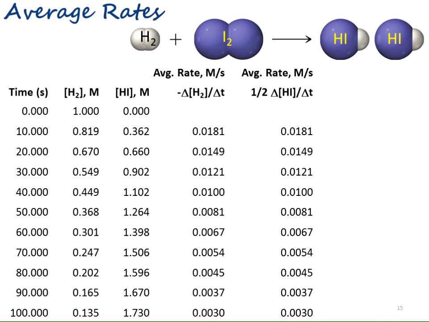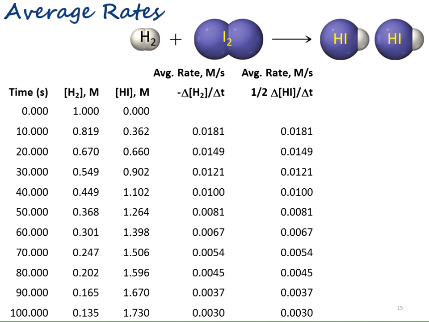Now let's look at another reaction where we're converting the H2 and I2 to two equivalents of HI. So this is the same reaction that we had looked at previously. And they give us time on this first column, so time in seconds. We've got the concentration of the H2, and we've got the concentration of the HI.